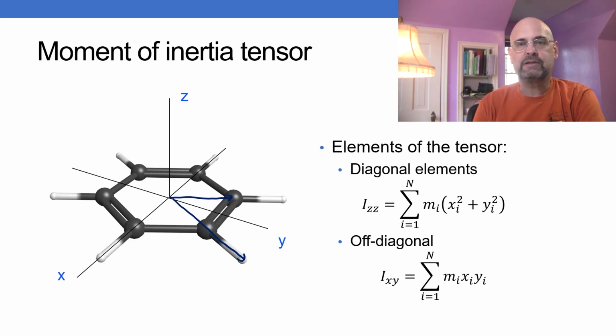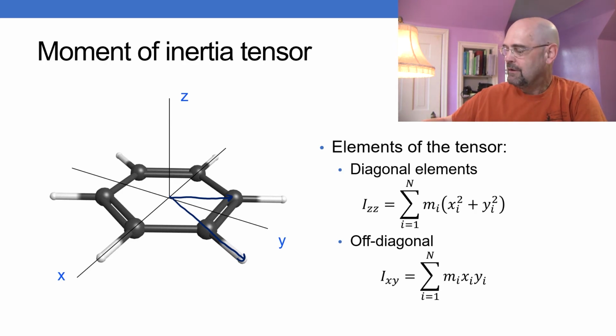Off-diagonal elements are going to be cross products between positions in different axes, so in this case, Ixy is going to be equal to m_i x_i y_i for that particular object. And similarly, we'll have an Ixx, an Ixy, Ixz, and this will form the elements of a 3x3 matrix.